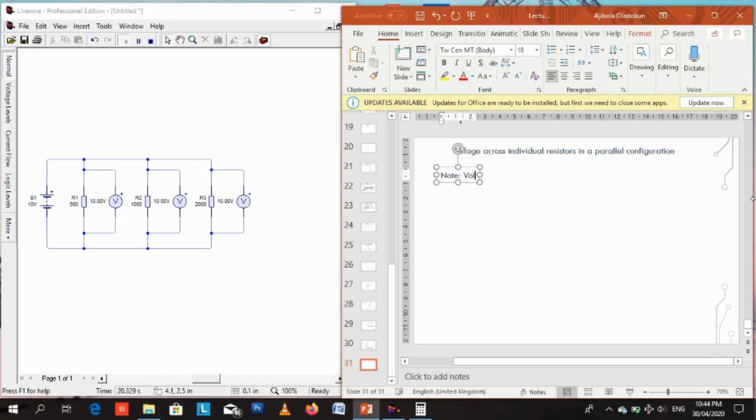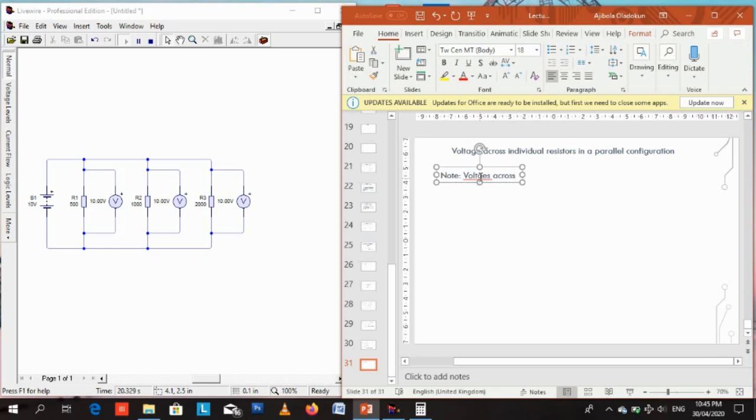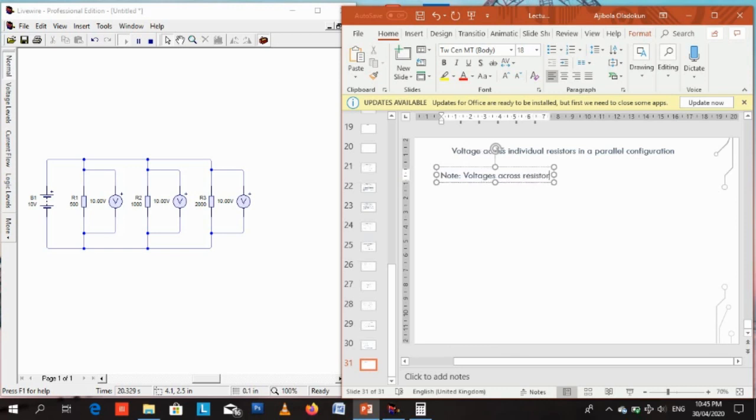So even though one resistor is 500 ohms, the other is 1000, the other is 2000 ohms, the voltages across all three were exactly the same. It was the same as the voltage supplied to the circuit by the DC voltage supply. So note, voltages across resistors that are connected in parallel are the same.